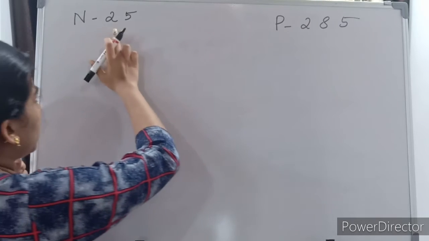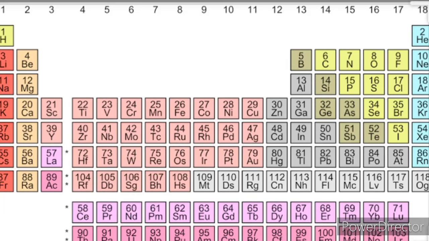So, the electronic configuration of nitrogen is 2, 5 and phosphorus is 2, 8, 5. Before discussing this, just have a look at the periodic table and see where phosphorus and nitrogen are placed. Nitrogen and phosphorus are placed in the same group, right? In the 15th group. Nitrogen is placed in the upper period, and phosphorus is placed just below nitrogen's period. So nitrogen is placed in the second period and phosphorus is placed in the third period.